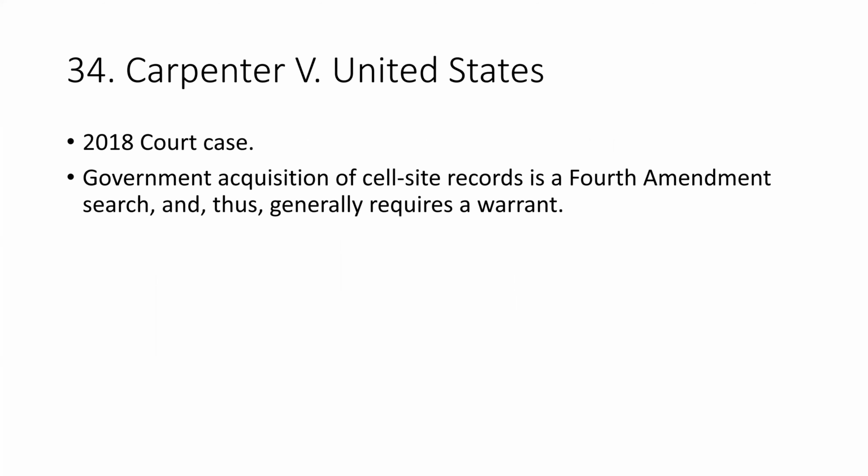34, Carpenter v. United States, 2018 court case. This is very recent. Government acquisition of cell site records is a Fourth Amendment search and thus generally requires a warrant. So if they're going to search your cell phone calls or cell phone text messages or get information off a cell tower, they have to have a warrant.